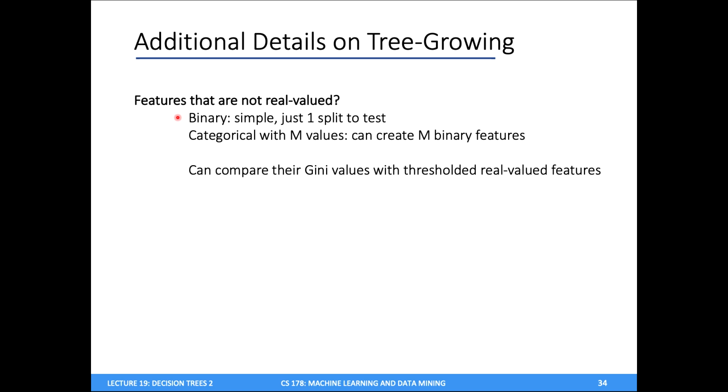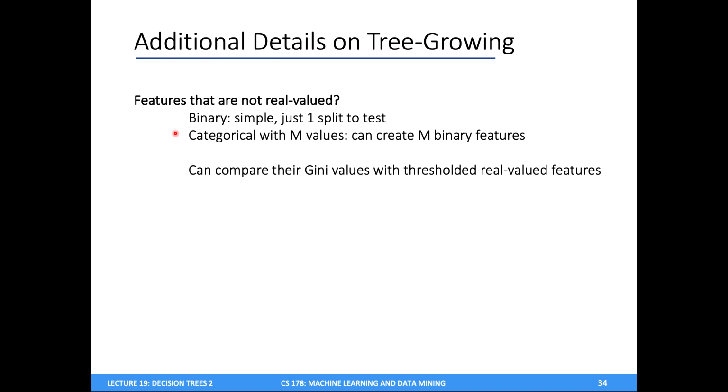If you have categorical features in your data set, say corresponding to the state a person lives in, you can turn this into a collection of M binary features and just repeat the procedure we did for binary nodes. And there's no problem with comparing the Gini values between binary and categorical nodes against those with real valued nodes. So really you can handle binary or categorical data in exactly the same fashion you would handle real valued data with a decision tree.